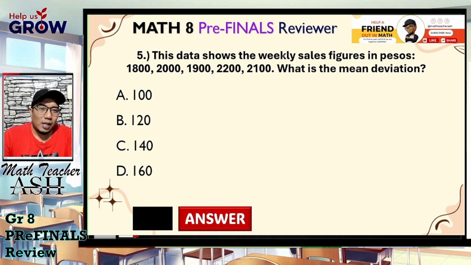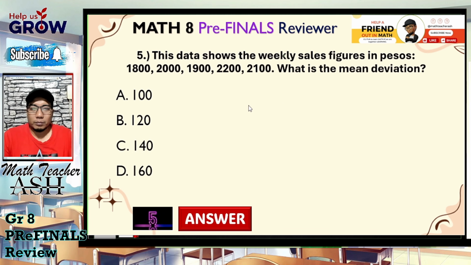This data shows the weekly sales figures in pesos: 1,800, 2,000, 1,900, 2,200, and 2,100. Question is, what is the mean deviation? Is it A, 100, B, 120, C, 140, or D, 160? I'll give you 5 seconds to think about your answer.